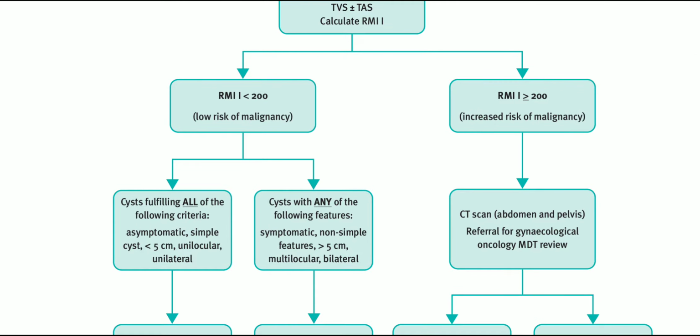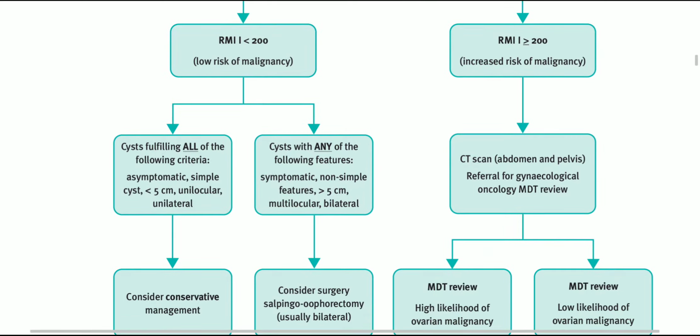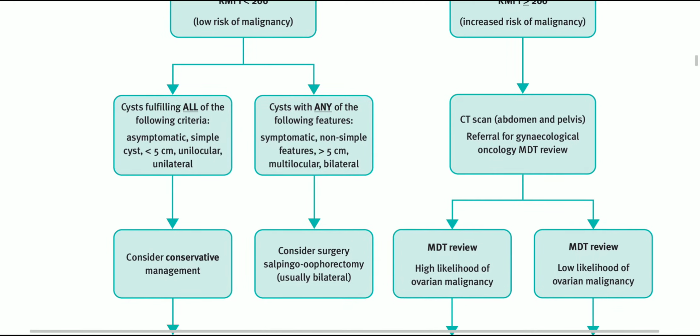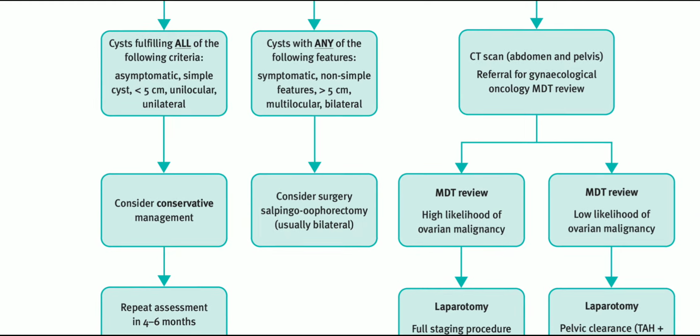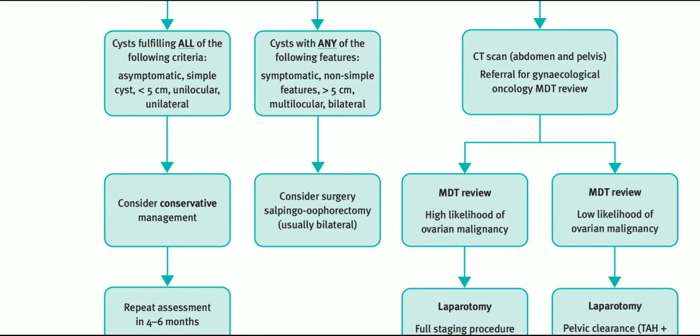If RMI is more than 200, then we have to refer the patient to a gynecological oncologist, or we have to do a CT scan, because there is increased risk of malignancy. That is one pathway. But what we have to do when the RMI is less than 200? In that case we can go either towards surgery or conservative management. In what case do we do conservative management?